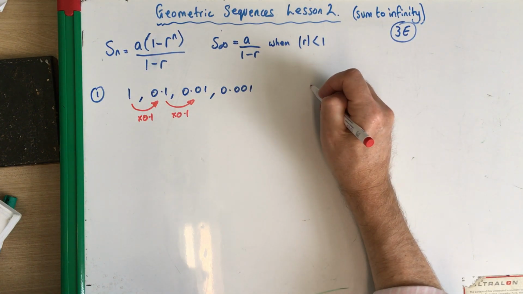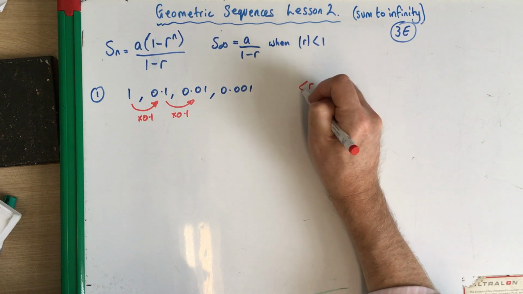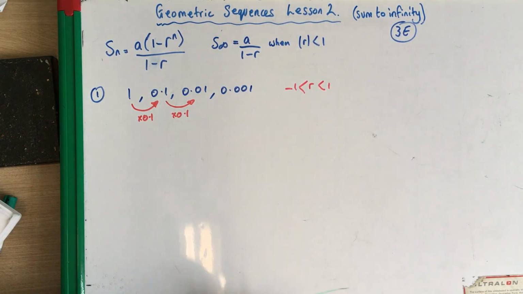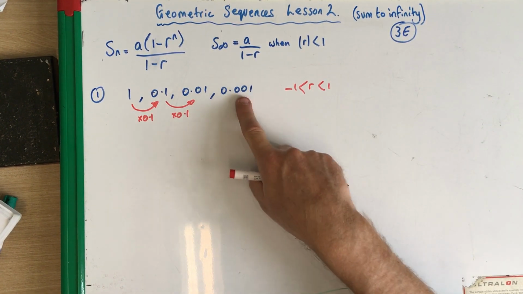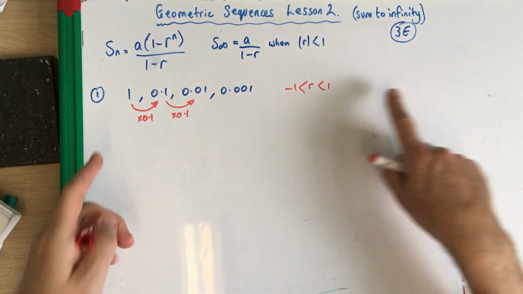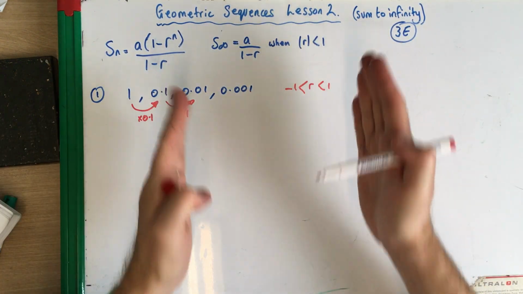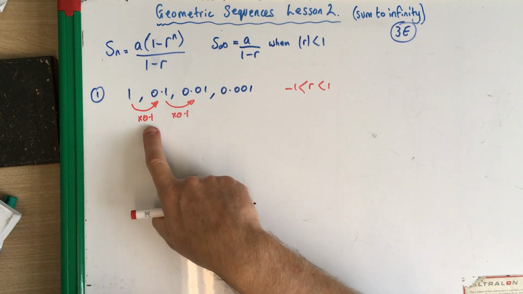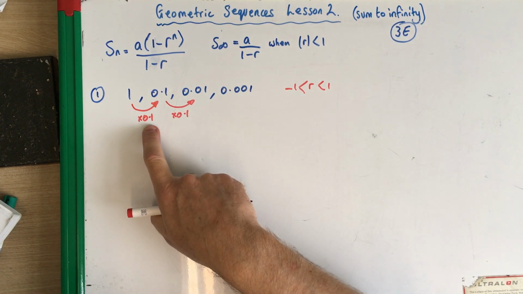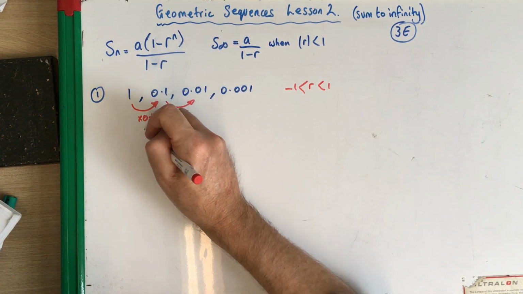It satisfies the condition that r is between 1 and minus 1, this condition here, written another way. So it's going to be convergent. You can see that these terms here are going to get infinitely small, so when you add them all together, it's going to be finite, not infinite. I prefer to use fractions, not decimals. Nicer for putting into the formula.